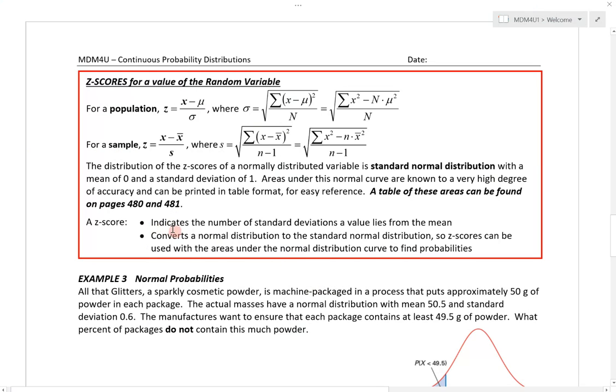Okay, so a z-score, two things for a z-score. It indicates the number of standard deviations a value lies from its mean. And it converts a normal distribution to the standard normal distribution so that z-scores can be used with areas under the normal distribution curve to find probabilities.